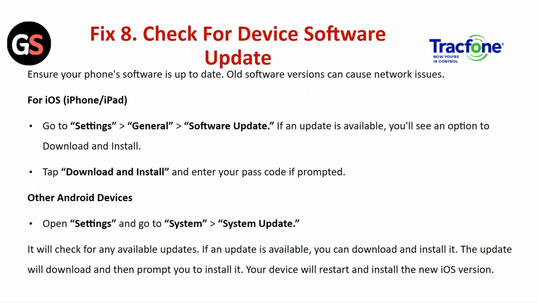Fix 8. Check your device software update. Ensure your phone software is up to date. An old software version can cause network issues. For iOS, go to Settings, then General, then Software Update. If an update is available, you will see an option to download and install. Tap on Download and Install and enter your passcode if prompted.